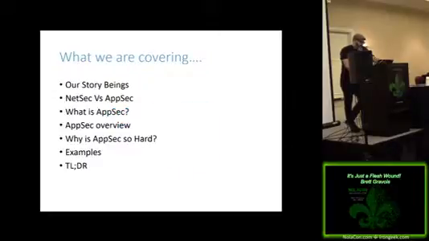So basically, what are we covering? A little bit of background about me. We're going to talk about the differences between network security and application security, and a brief overview of, in my opinion, what application security is. Why is AppSec so hard? A few examples of low, medium, and informational findings. And basically, we can just go over it at the end. And if we have time, maybe we'll have a little bit of a discussion.